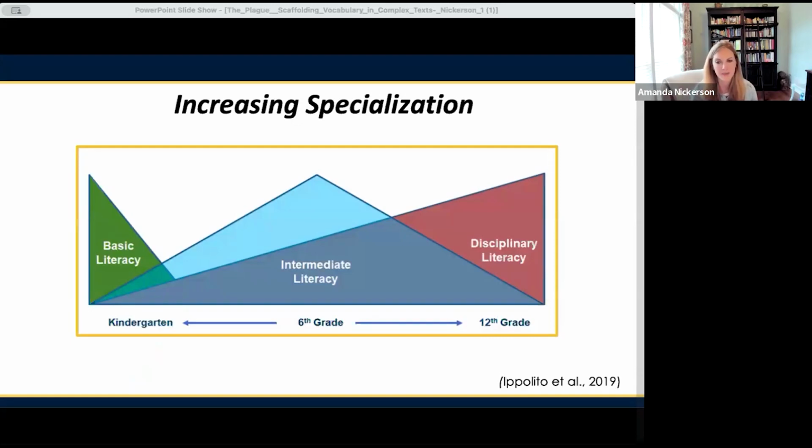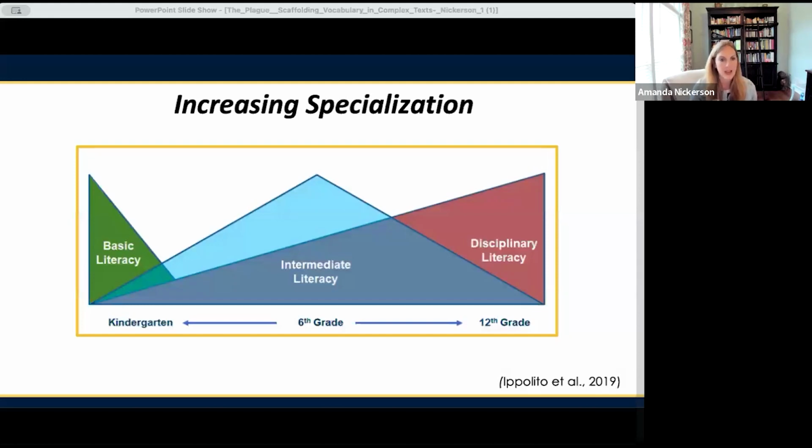And this is by J.C. Ippolito and colleagues. And what they've done is show, instead of just thinking about this as a hierarchical organization where the basic literacy skills are at the bottom, your intermediate skills are in the middle, and then your disciplinary literacy skills are at the top, how it ebbs and flows over time.